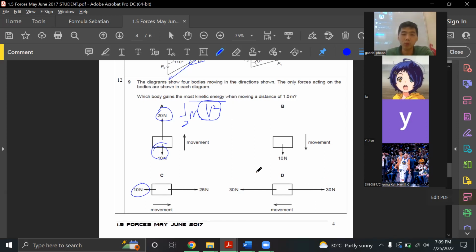First and foremost, you need to identify which one has the greatest resultant force. This one has a resultant force of 10. This one has a resultant force of 10. This one has a resultant force of 15. And this one has a 0 resultant force.